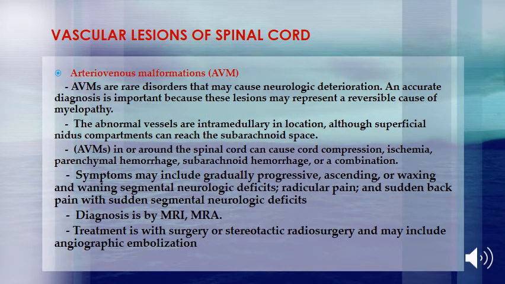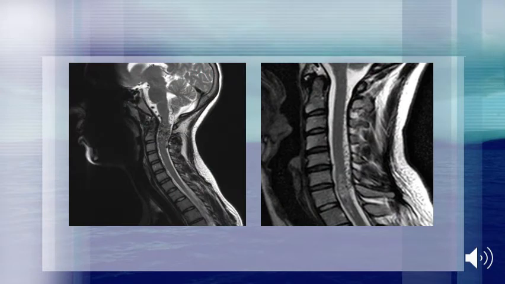Arteriovenous malformation of the spinal cord is rare, but the diagnosis is important because this lesion may represent a reversible cause of myelopathy. The AVM in or around the spinal cord causes cord compression, ischemia, or hemorrhage, and the treatment is with stereotactic neurosurgery. This slide shows you the AV malformation of the spinal cord at different levels. As we said, the treatment is by stereotactic neurosurgery.